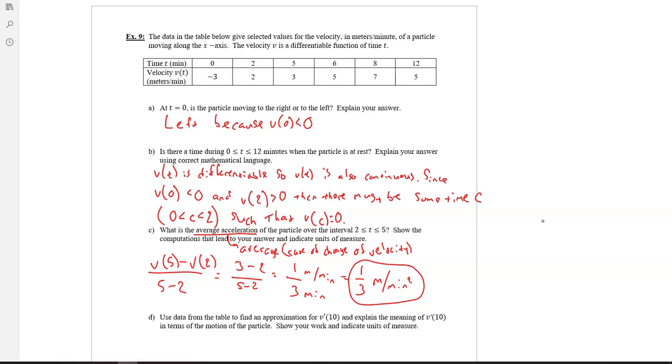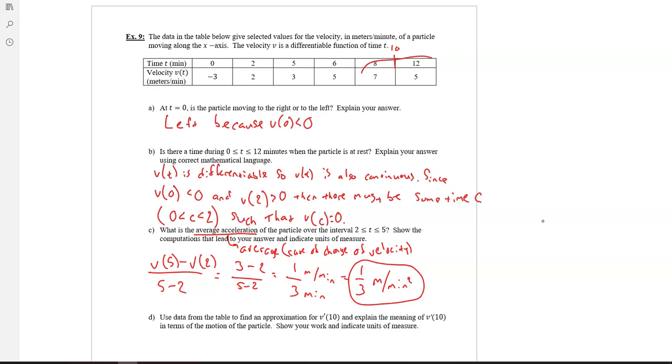If we want to find v prime of 10, if you look up here, we don't even have 10 listed, right? 10 would be like right here. So how can we use that fact to help us find v prime, the derivative, of 10? If we're going to estimate it, what would be a good way to try and estimate v prime of 10? Any ideas? Yes, between what two values?